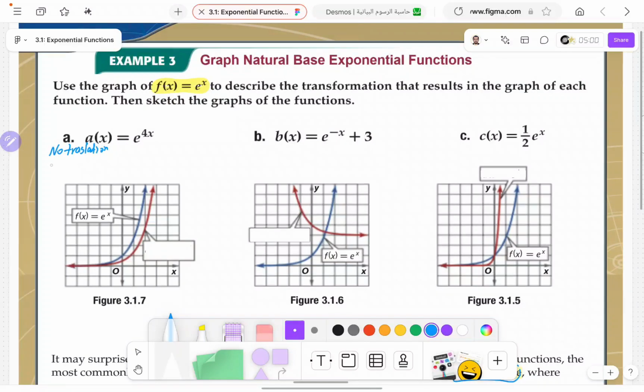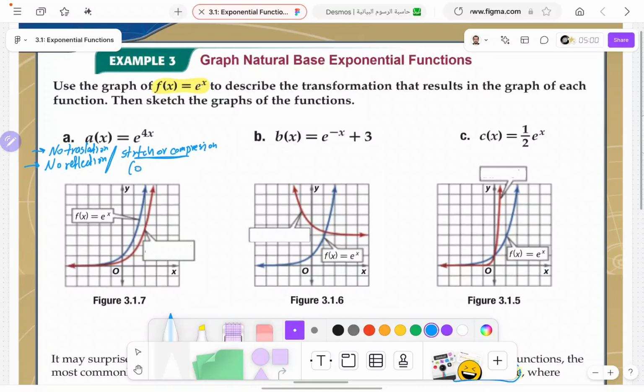Do I have any reflection? Negative for a, negative for b? No, so no reflection. Now, do I have numbers multiplied with a or numbers multiplied with x? Yes, I have 4 multiplied with x. When you have a number multiplied, we are talking about a stretch or compression. So we need to know, is this function a stretch or a compression? The function did not change by translation or reflection, it's just a stretch or a compression.